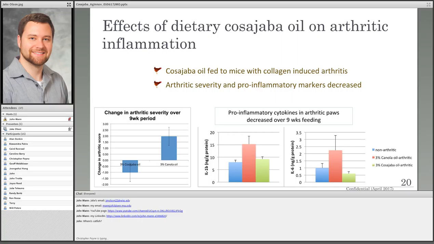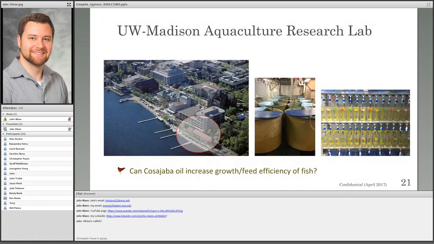And so what I'm not showing here is when we fed just our control mice, non-arthritic mice, the Cosajaba oil, we actually saw about a 30% growth increase in those mice over mice fed canola oil. And so that got us really interested in, okay, do we have a general growth promoter or a feed efficiency promoter? And we began looking into fish.